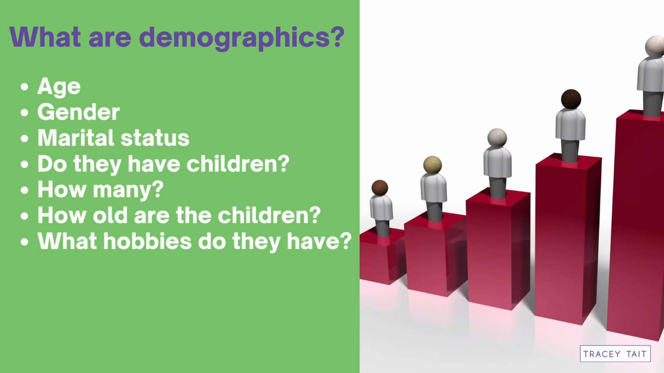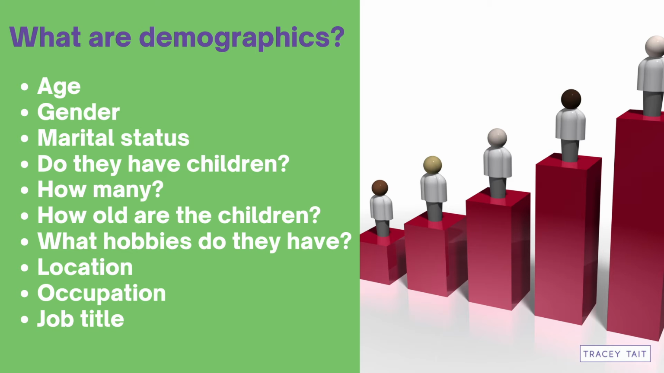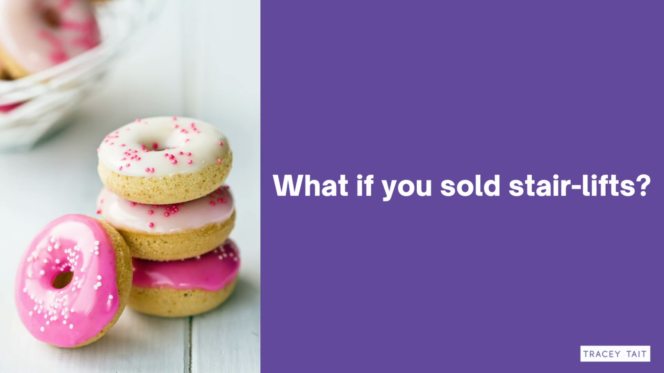What hobbies do they have? Location. So this could be either where they live or around where they work. What's their occupation? So their job or their career. Do they have a specific job title? Do you need to know their annual income? Okay, you're probably thinking, come on Trace, why on earth is knowing this kind of stuff useful and helpful?